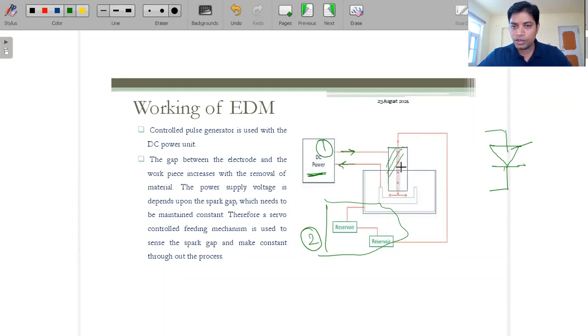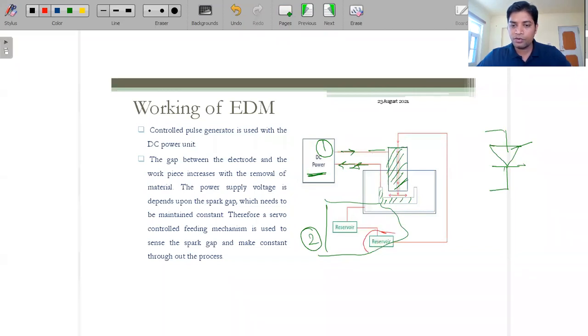This is the tool, and this one is basically the workpiece. So now this tool is connected with this side and the workpiece is connected with this side. Okay, so now let's move to the next one. This is the power supply.